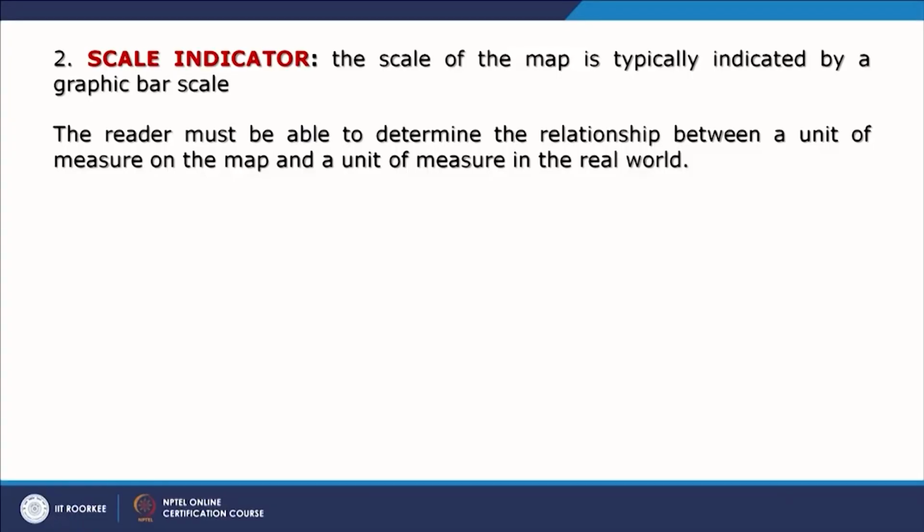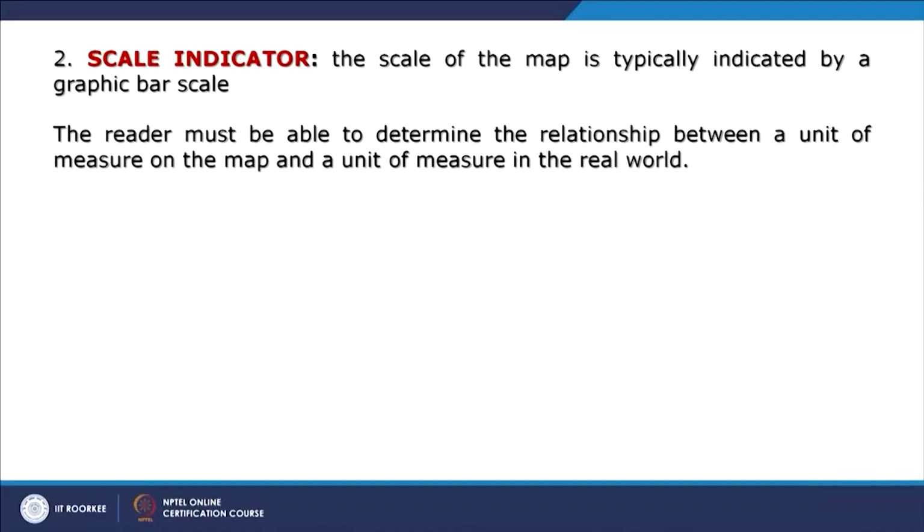Because the reader or user of the map should be able to determine the relationship between a unit of measure on the map and the unit of measure in the real world. For that purpose only we have a scale. For example, for a topo sheet the scale is 1:50,000. So, here it tells that 50,000 units on the ground are equivalent to 1 unit on the map, so the real world has been reduced by 50,000 times.